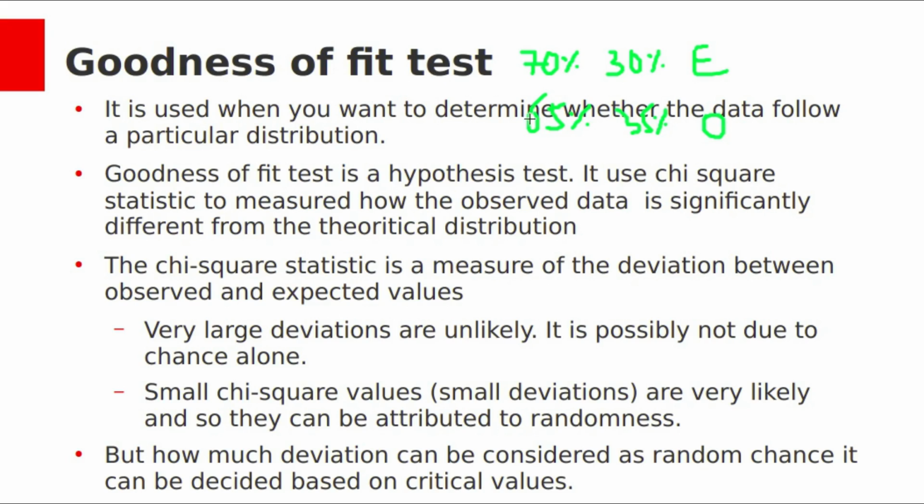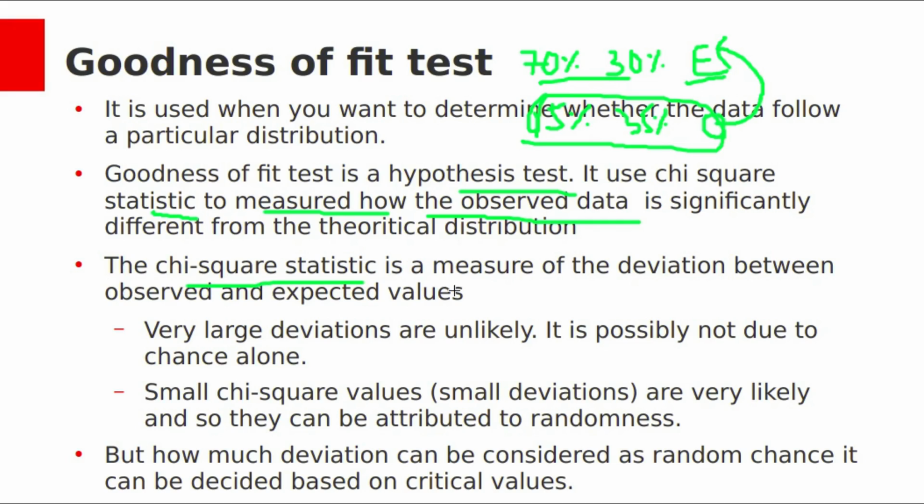The goodness of fit test will determine whether this observed distribution is almost the same as the expected one or not. The goodness of fit test is a hypothesis test. It uses a chi-square statistic to measure how significantly the observed data differs from the theoretical distribution. Means whether it is the same as this expected distribution or is it differing from this expected distribution. It will measure that variation.